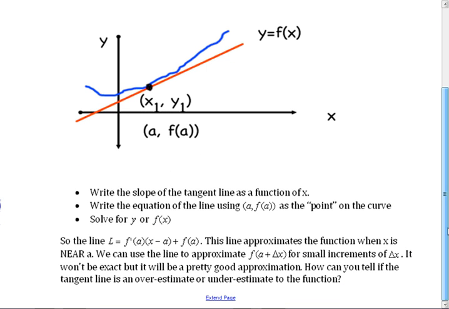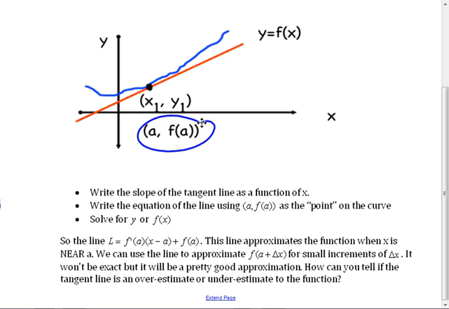So I gave you a picture here. Write the slope of the tangent line as a function of x. I'll give you a second to do that. Write the equation of the line using the point a, f of a, that one right there. And then you're going to solve your equation for y. I do not memorize the formula that goes with this. Just a little formula. I see no pencils going.